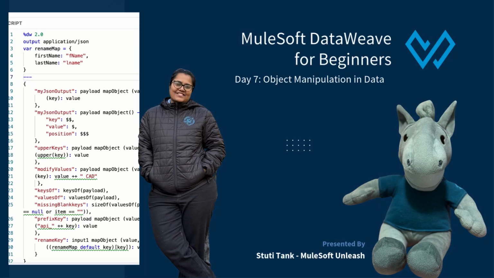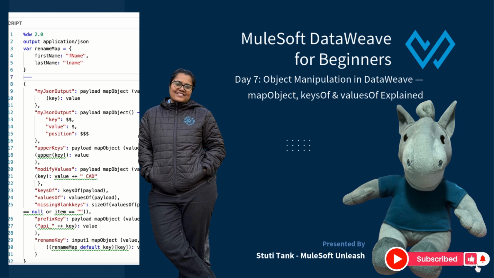Today we're exploring one of the most important areas of DataWeave, object manipulation. If day 4 was all about transforming arrays, day 7 is about transforming objects. Reshaping keys, updating values, extracting metadata, and even renaming fields based on rules.